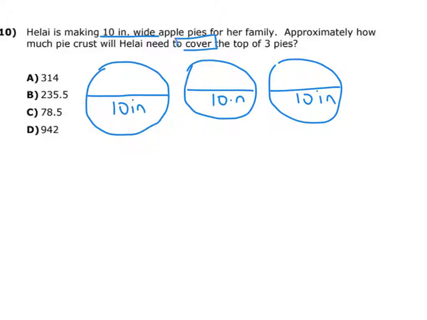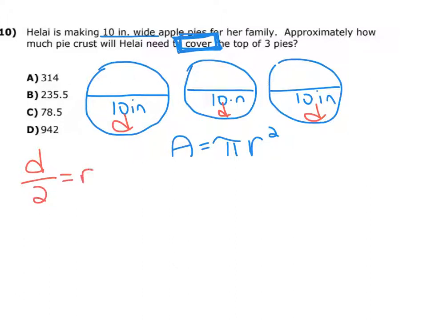And they are looking for, cover is the keyword. That's right, it is area. So let's go ahead and find area of 1 pie, and then multiply it by 3. Now, they gave us diameter. So because they gave us diameter, we cannot use diameter, so that means I need to find radius. So remember, diameter divided by 2 will give us radius. So 10 divided by 2 is going to give us 5. So that means my radius is going to be 5 inches. So that's what we're going to use.